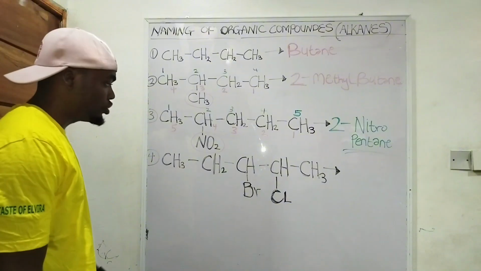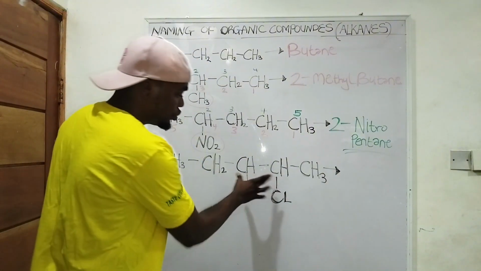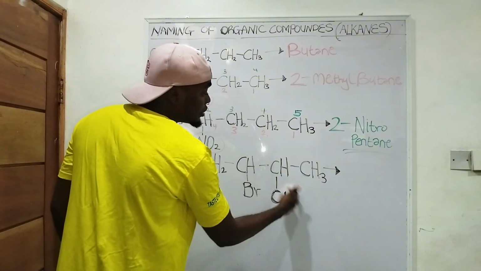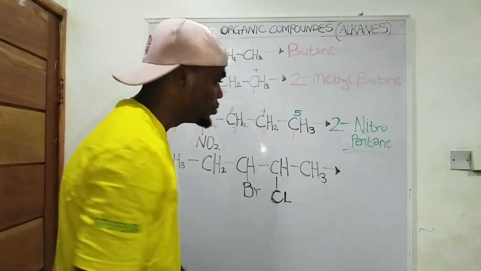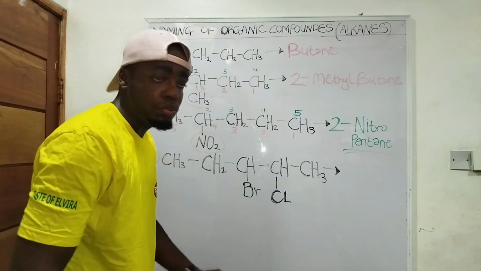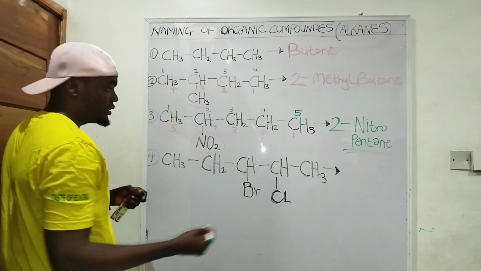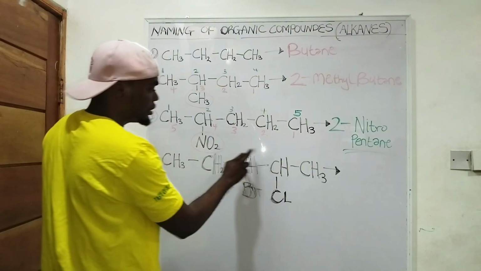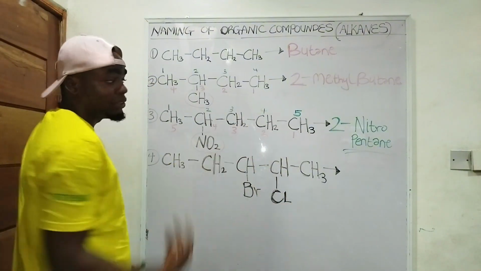Now let's look at this last structure here. If you take a look at this last structure, you notice that we have two substituents. We have substituent 1 and substituent 2. So let's go on with our normal first rule. Once you are given a structure, the first thing you need to do is locate the longest carbon chain. So let's count the longest carbon chain. Now we have 1, 2, 3, 4, 5. So the longest carbon chain is still the same as this one, 5.